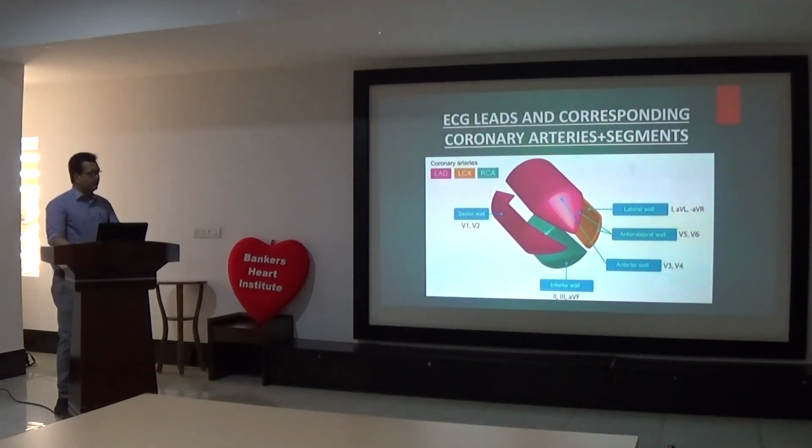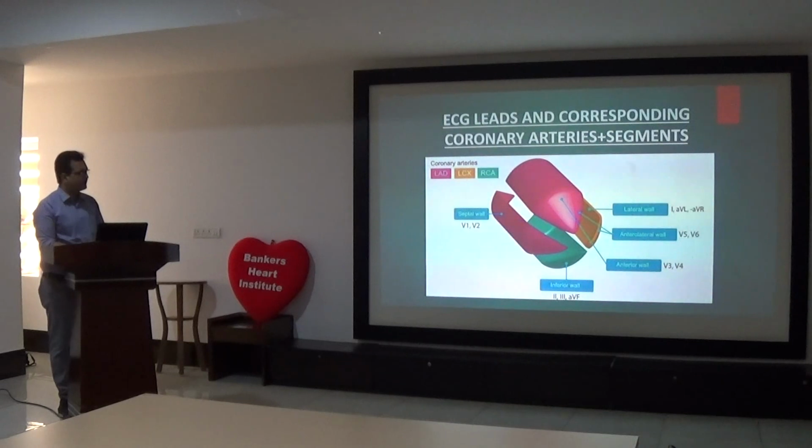So, taking the coronary anatomy and the ECG leads together, the septum, that is the interventricular septum, is viewed mostly by the lead V1 and partly by the lead V2. So leads V1 and partly V2 can be called the septal leads. Similarly, the anterior and the anterolateral walls are viewed by the leads V3, V4 and V5, V6. The inferior wall is viewed by the leads 2, 3 and AVF. The lateral wall is viewed by leads 1 and AVL. And these are the respective coronary areas of the heart.